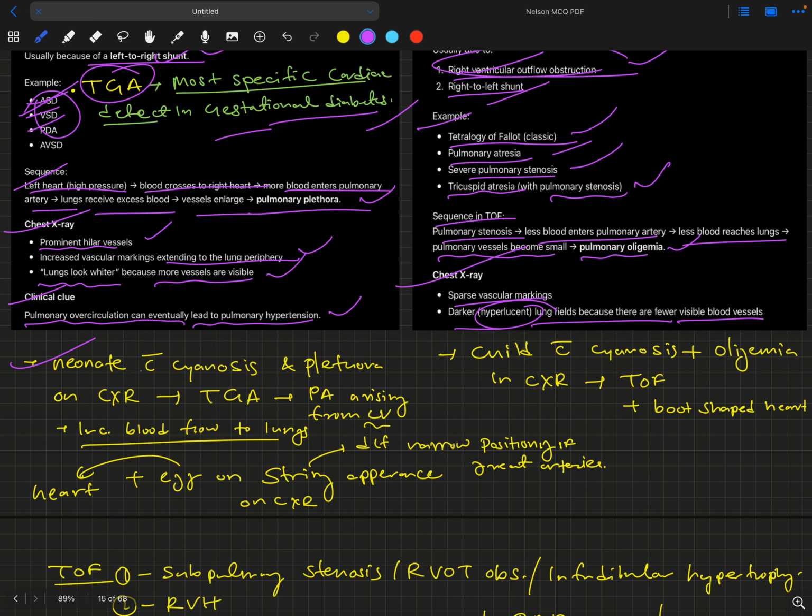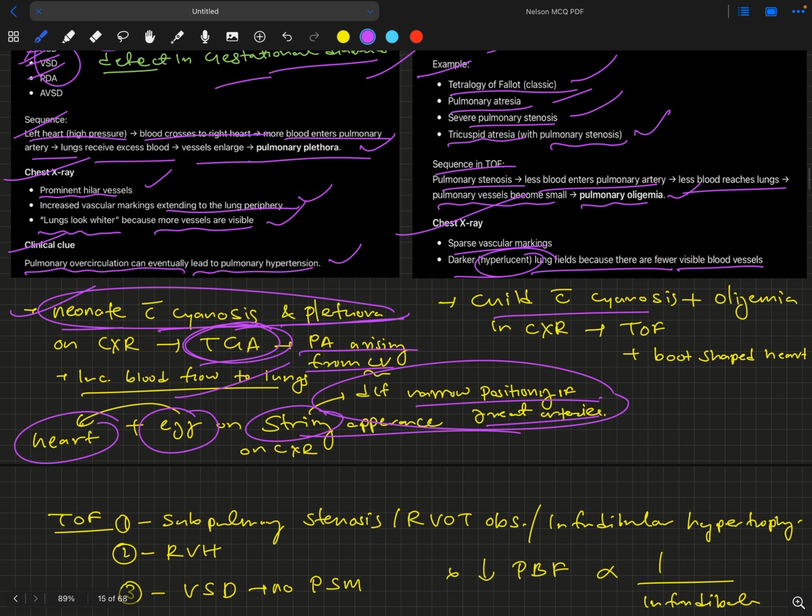So a neonate with cyanosis, or a newborn with cyanosis and plethora. What do you think? You think of transposition of great arteries, because TGA is the only cyanotic condition in which you see plethora. Okay, so the pulmonary artery arises from the left ventricle, with increased blood flow to the lungs. Another finding in case of TGA is egg on string appearance due to narrow positioning of great vessels. There will be a string, and the egg is due to the heart.